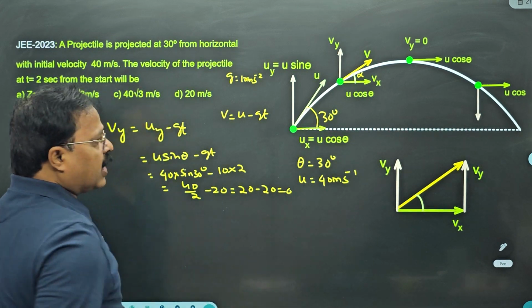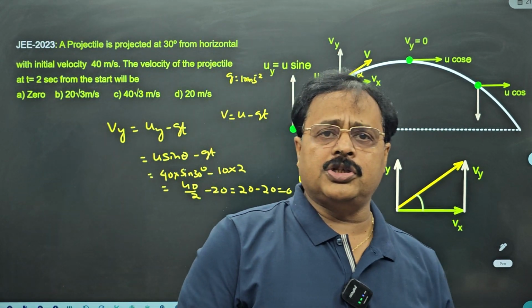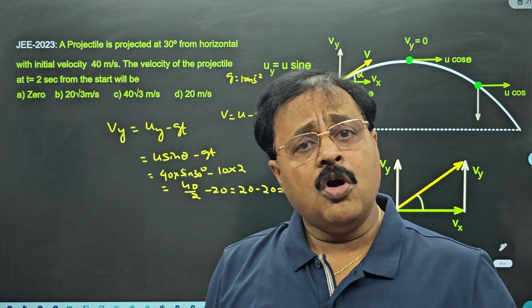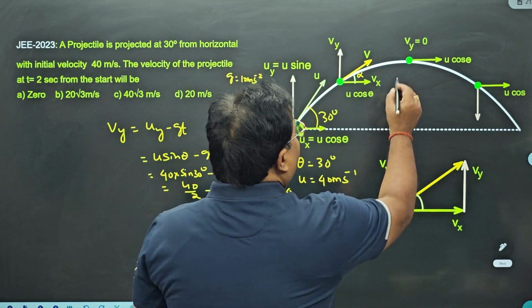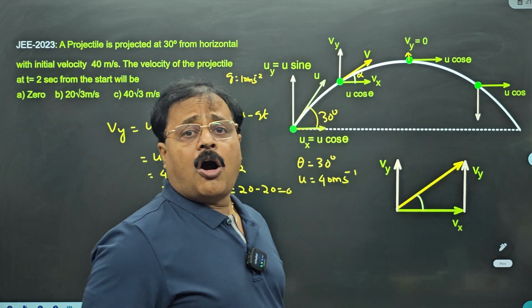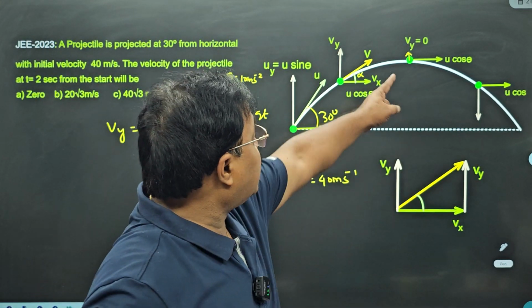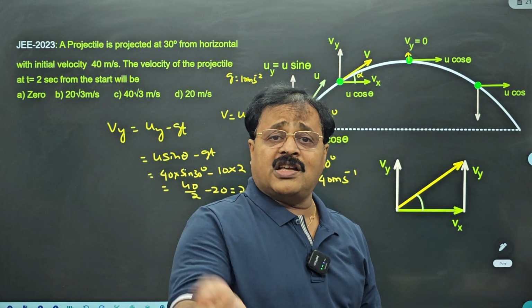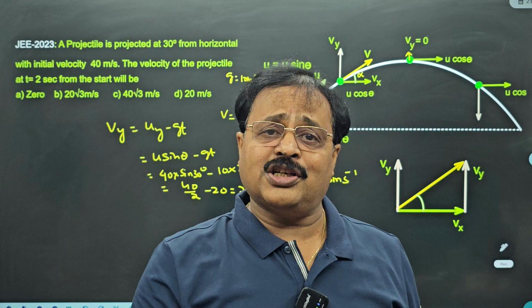Okay, my dear students, you tell me where the vertical component of velocity is 0. After time t equal to 2 seconds, here the vertical component of velocity is 0. Where is the vertical component of velocity 0? Vertical component of velocity is 0 at the highest point of oblique projectile motion. At the highest point, if the vertical component of velocity is 0, the only component that is left at the highest point is u cos theta.